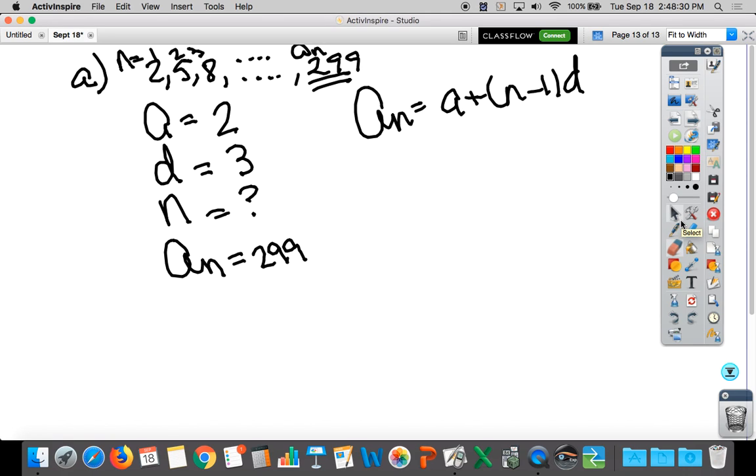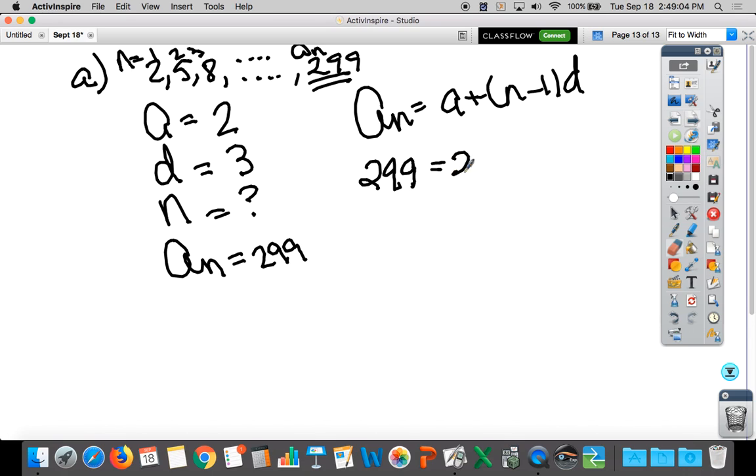So in this problem, if they asked you for the 10th term, you put 10 in here and you put everything else and you'd find your a sub 10, and that would be a number. This time we're just reversing it. They've given us the a sub n, 299, and they want to know how many terms are in that sequence. I know that's number 1, number 2, number 3, all the way to I don't know. So you would put 299 in for a sub n.